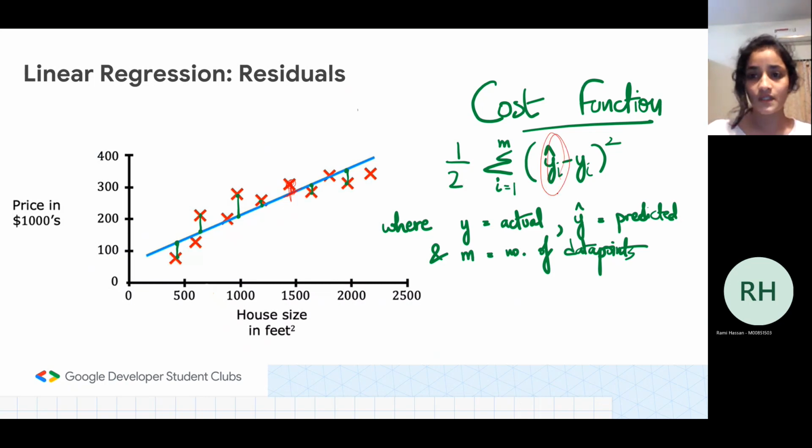So y cap means predicted, whatever y we predict using our line, and y is our actual value. So y cap minus y, we're taking the difference between them. We're squaring it because we don't want to see whether it's plus or minus, we just want the number. So y cap minus y, the whole square, and then we just sum it up. This half is just for further calculation, so don't worry about it right now. So cost function is basically one number that represents how much error you have in your line right now.